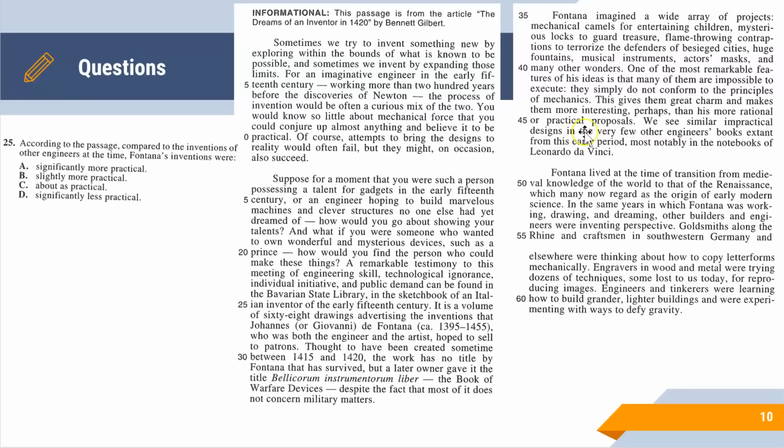The wording right here, in the very few other engineers' books, I could see that easily tripping somebody up who thinks that maybe there's very few other books extant, or maybe his are in some way differently compared. That can be a little bit tricky, and that's going to be why this is going to require a very close reading of the text to understand. And again, C is going to be that right answer.